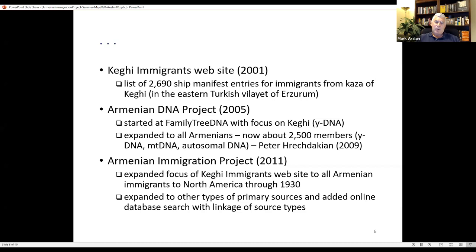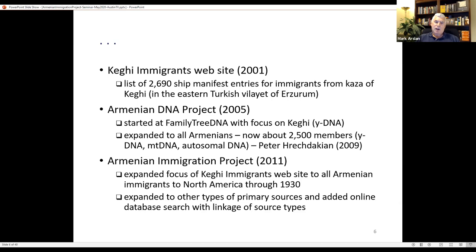And then Peter Hreshtakyan in 2009 approached me and said, can we expand this to Armenians regardless of where they were from? And I said, hey, that's a great idea. So Peter took it, and along with Hovan Simonian and a few other folks, has expanded it now to about 2,500 people. I've kind of stepped back from the operational management of this, and Peter and Hovan and a few other folks who have joined since then have carried on with it.